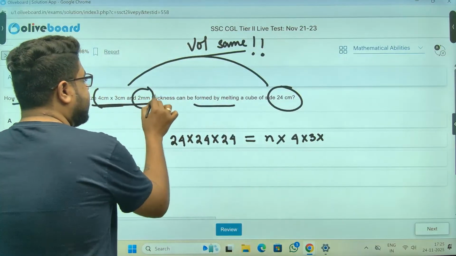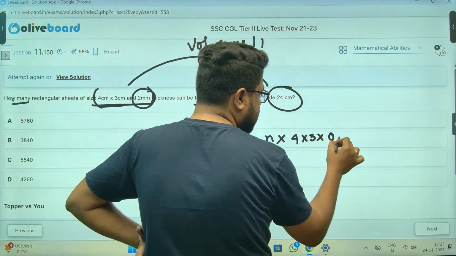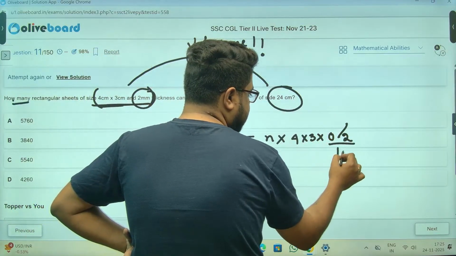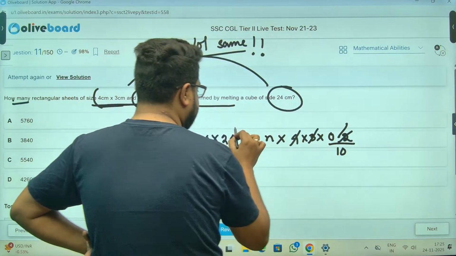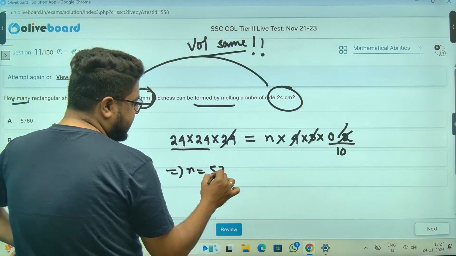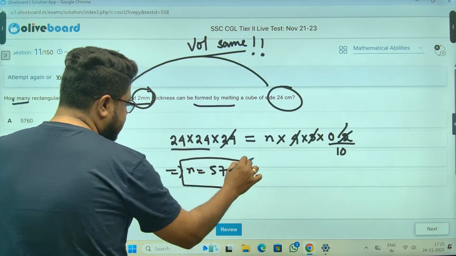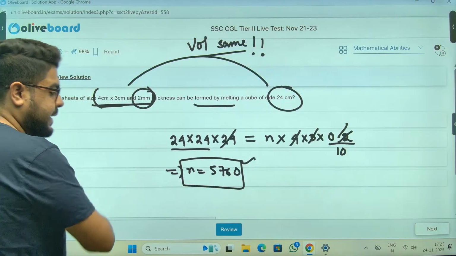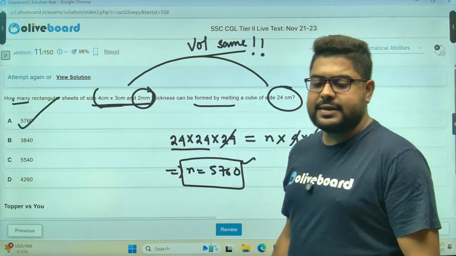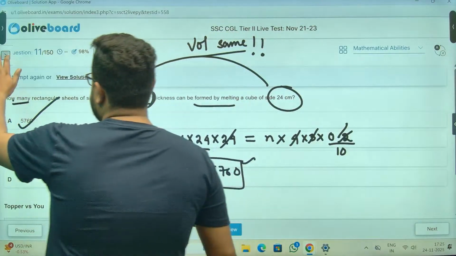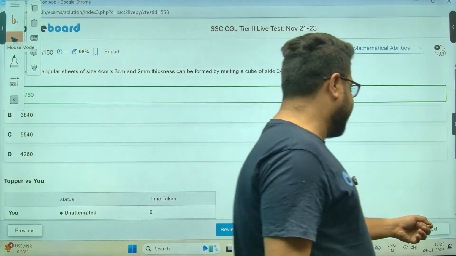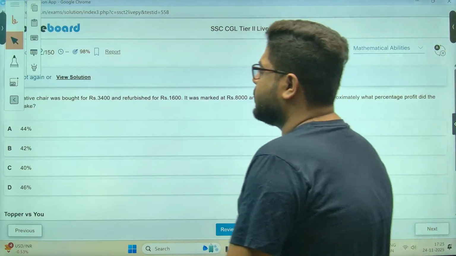Thickness is 2 millimeter, meaning 0.2 centimeter. So let's get rid of this. Sir, remove this, this is by 10. 2, 3, 6, 4s are 24, 24 gone. So n will be 24 square, 576, another 0, 5760. Option number A, sir, most definitely is your correct answer. You see, it does not take you more than 30-40 seconds, for any of the questions, if you know the proper ways to go about this.